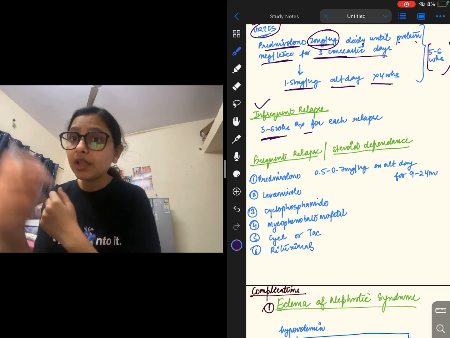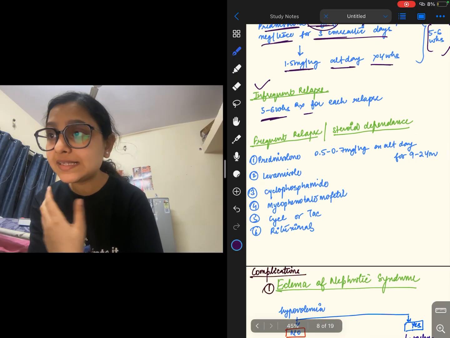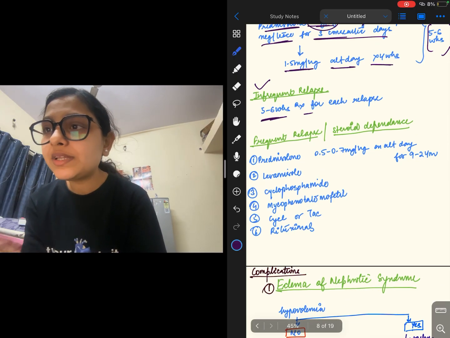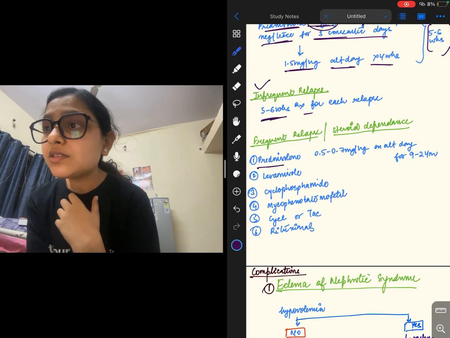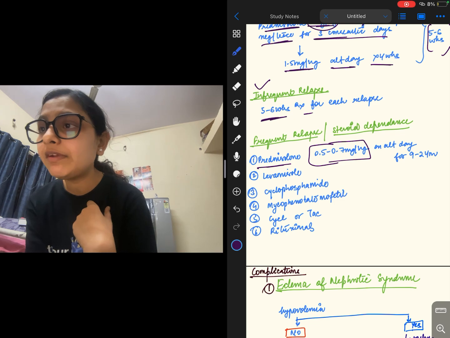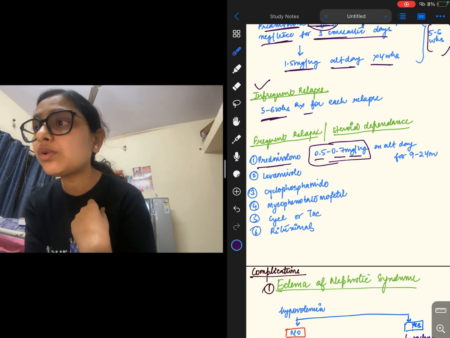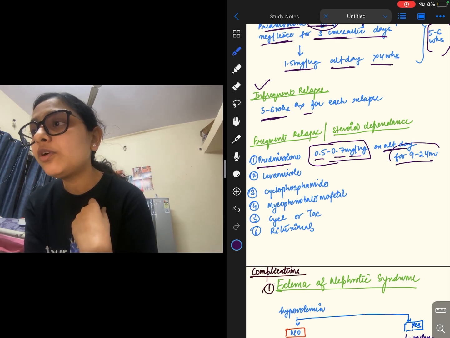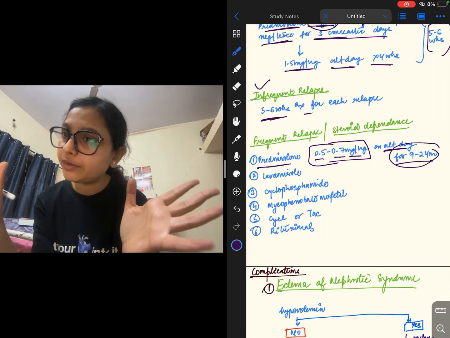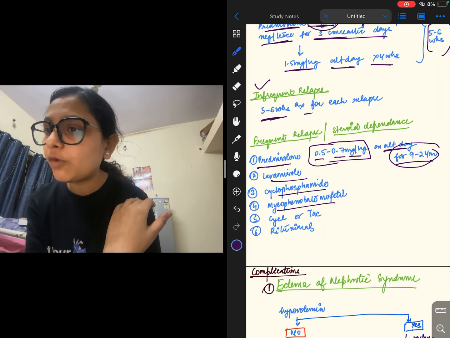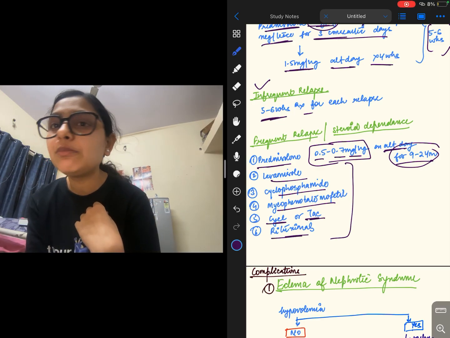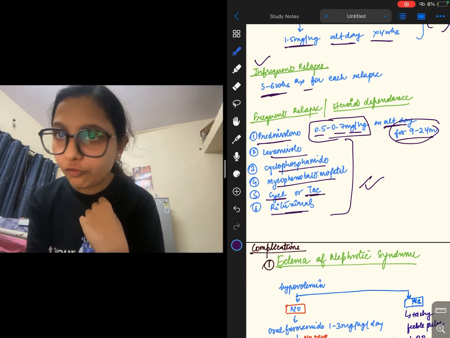Then if frequent relapse or steroid dependence is seen, some theory suggests, as written in the textbooks, that prednisolone is given at lower doses. Normally we give 2 mg per kg, here we give 0.5 to 0.7 mg per kg on alternate days for 9 to 24 months, meaning low dose steroids for a longer duration. Or you can shift to levamisole, cyclophosphamide, mycophenolate mofetil, cyclosporin or tacrolimus, and rituximab. These are other immunosuppressive agents that you can go for.